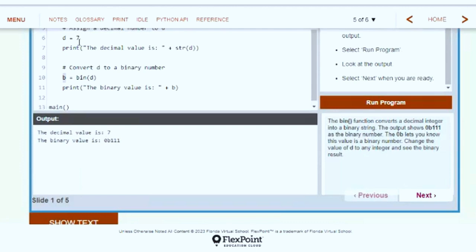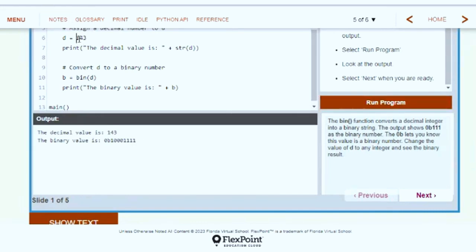So let's change the value of D. Let's say instead of 7, let's make it 142. How about that? Let's run that. Oh, 142 in binary is 100011110. So if we make it 143, it should just change that last one to add 1, right? Just adds 1. Yep, just adds 1 down there.